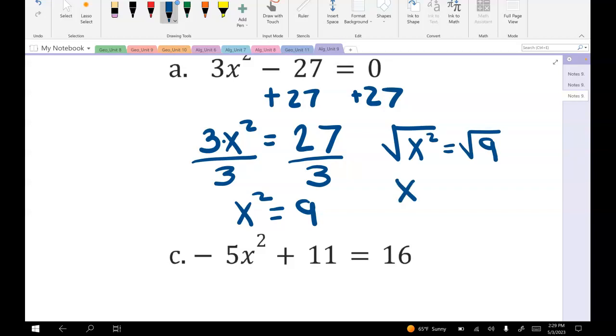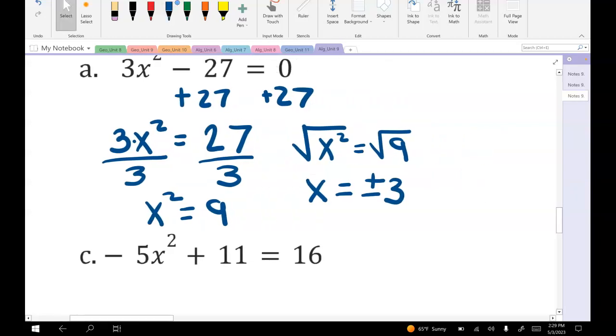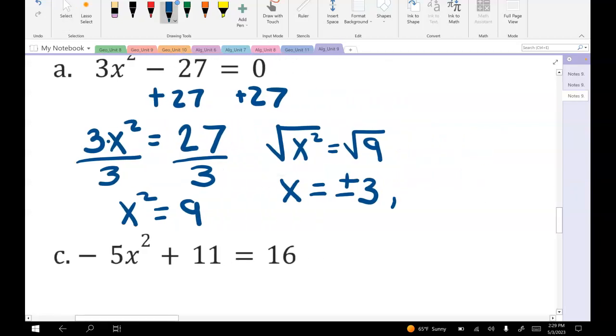On our left-hand side, we're just left with x. And the square root of 9 is actually positive or negative 3, which you can write as plus or minus 3. I'll explain in a second why it's plus or minus 3. This is the same thing as x is equal to 3, x is equal to negative 3.